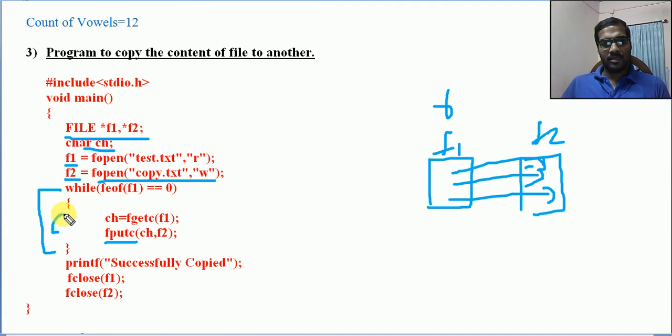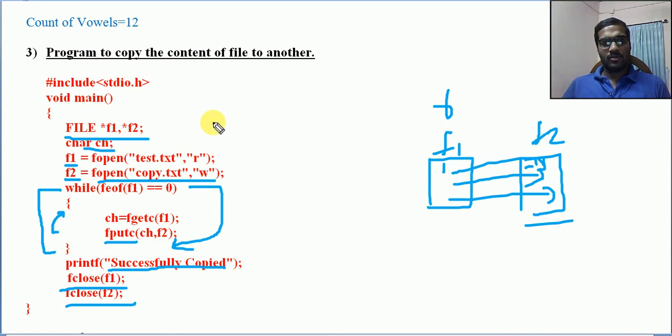Then next iteration, the next character of F1, read that into ch, write that into F2. So one by one, characters are taken and fputc'd into F2. All the characters from F1 will be taken into the ch variable and written into the second file F2. When it reaches the end of file of F1, it will terminate from the loop. Then I am simply printing "successfully copied". Then fclose of F1, this will be closed, and fclose of F2, this file will also be closed.